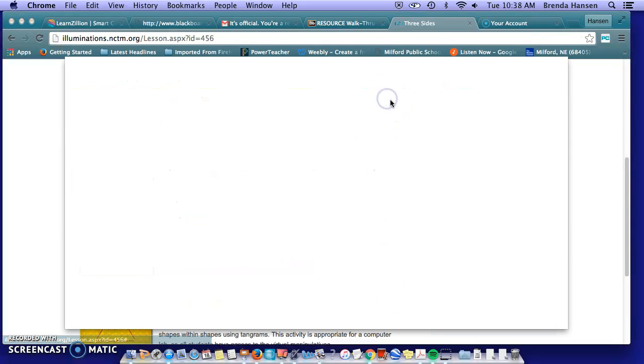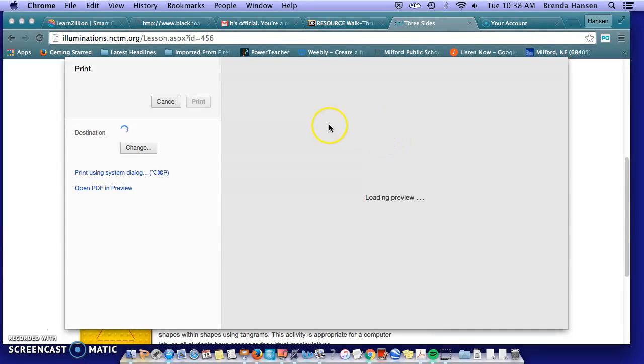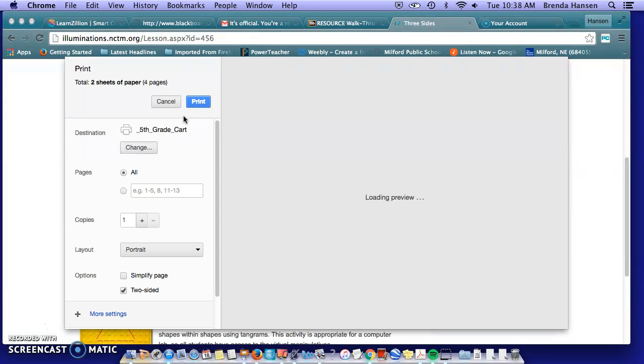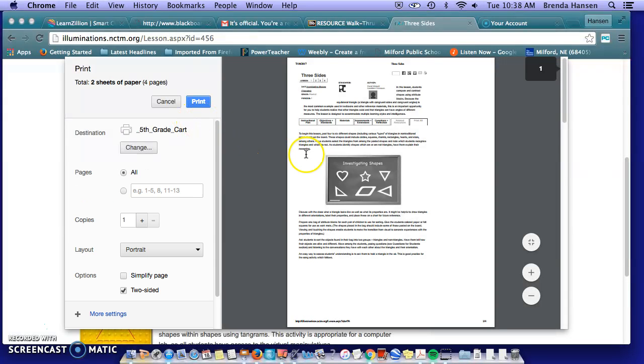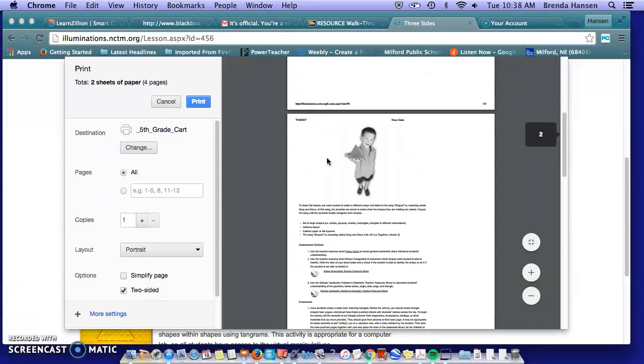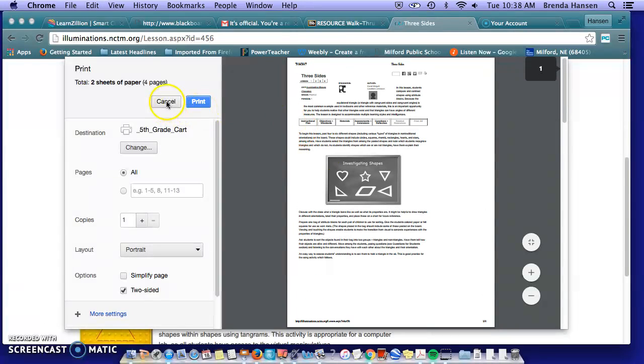There's also a place to print your resources. So if you need to have a hard copy of that, it will show up for you. And it's taking just a moment. So you can print out all the information you need for this lesson if you do need that hard copy.